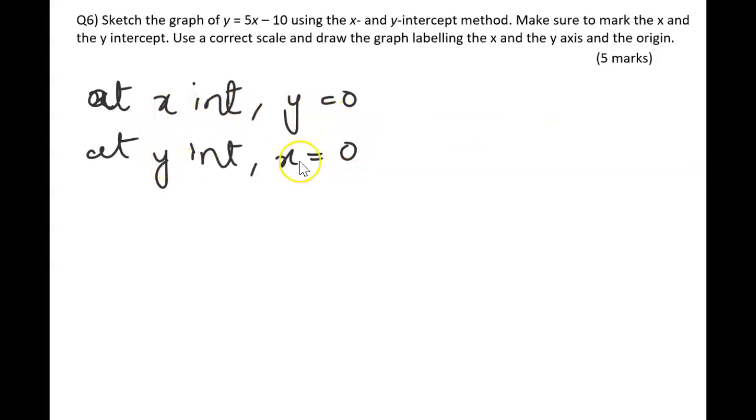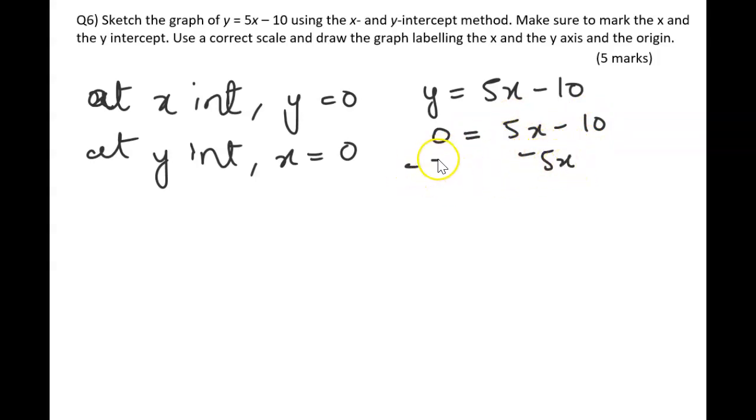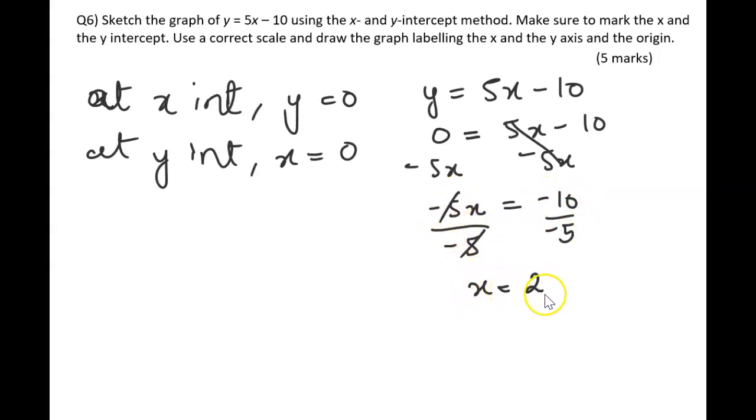What is your X intercept? What is your Y intercept? So at X intercept, Y is 0. So in this equation, okay, when you're finding the X intercept, put Y as 0. So 0 equal 5x minus 10, and you solve it. So you want that 5x on the left hand side, so minus 5x both sides. You get minus 5x equal, that cancels, equal minus 10. Then you have to divide by minus 5 both sides, because you want to get rid of that minus 5. So x is just 2.